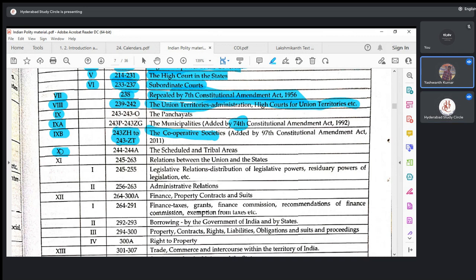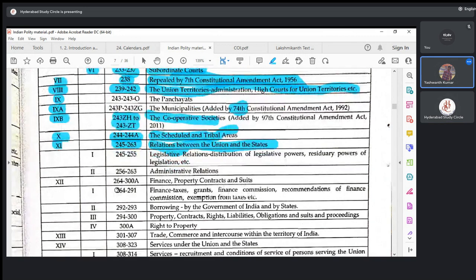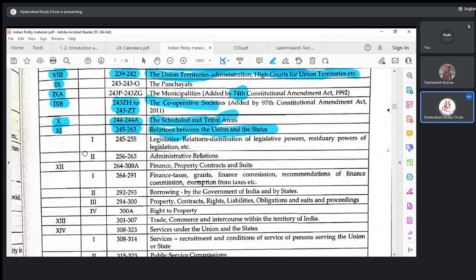Next, part 10, Article number 244 to 244A, the scheduled and tribal areas. Then part 11, Article number 245 to 263, relations between the Union and the states. Then you have two chapters also in part 11.